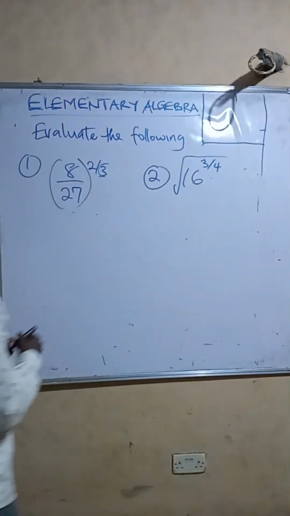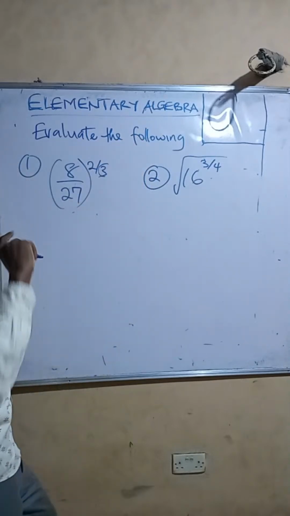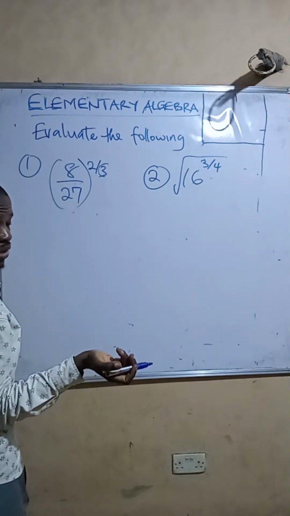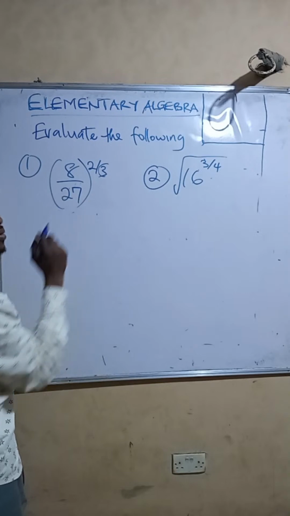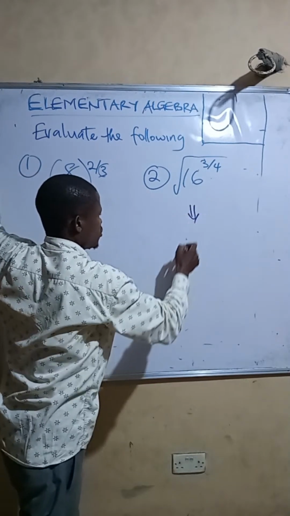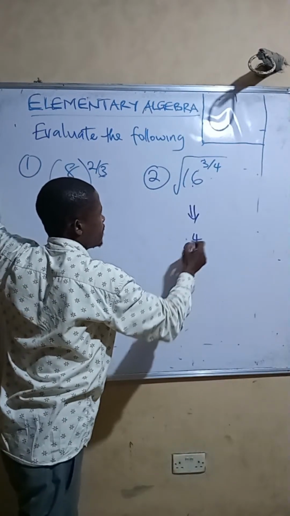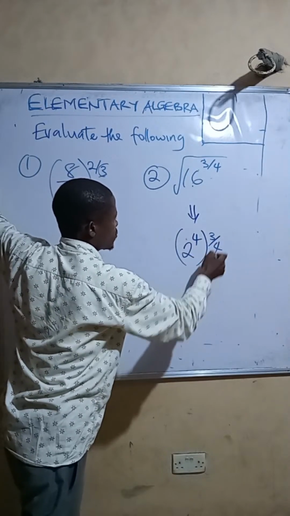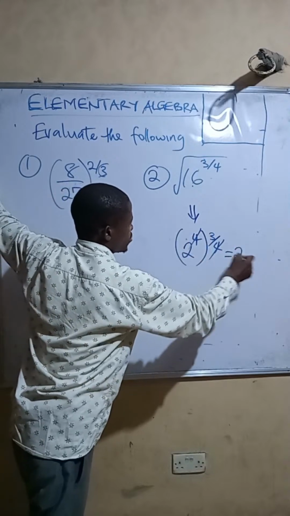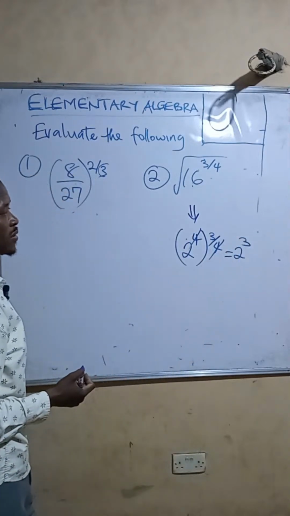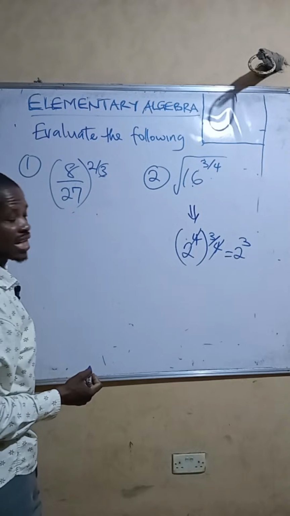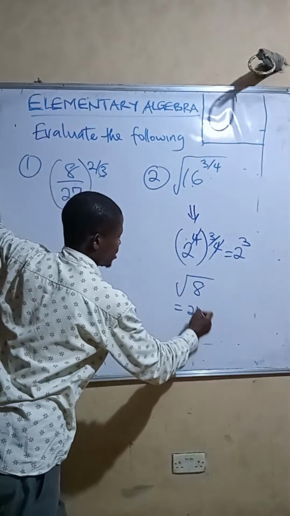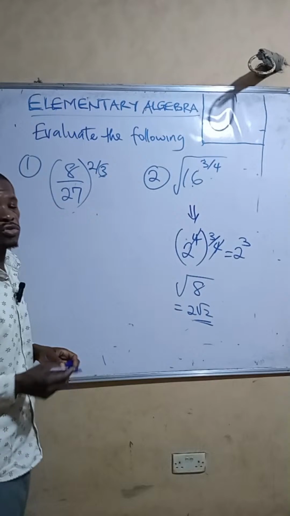Question 2. This one, we can solve it also in different ways. We can remove the square root, which will be equal to what? 16 is 2 to the power 4, times 3 over 4. So this one cancels, this one cancels. We have 2 to the power what? 2 to the power 3, which is 8. So you are having square root of 8. And that's what? 2. And that finished that solution.